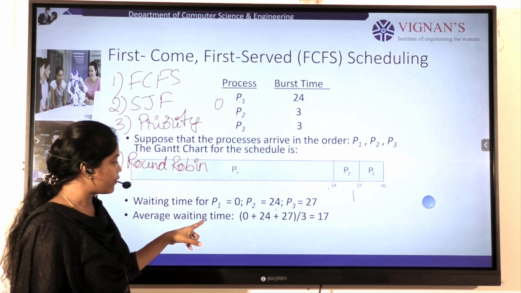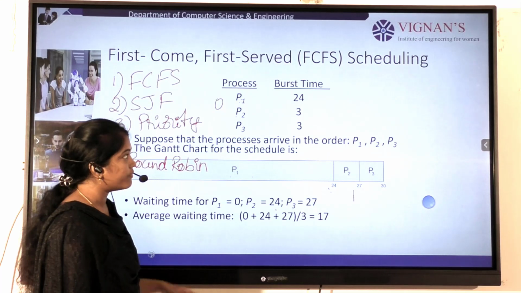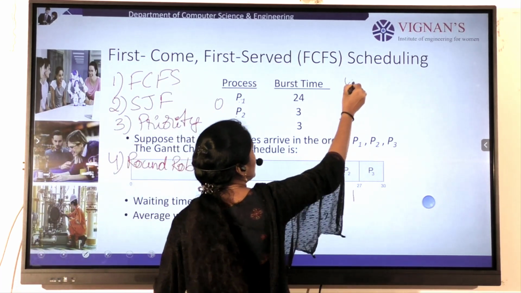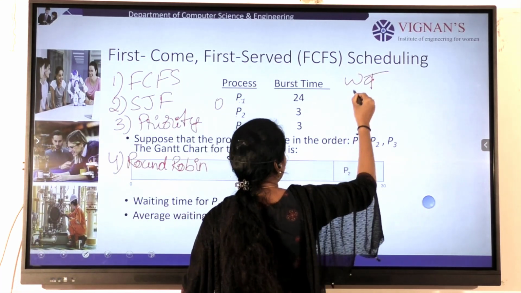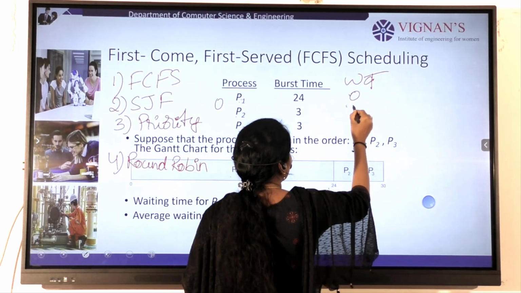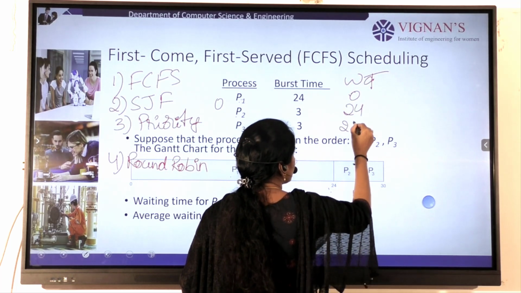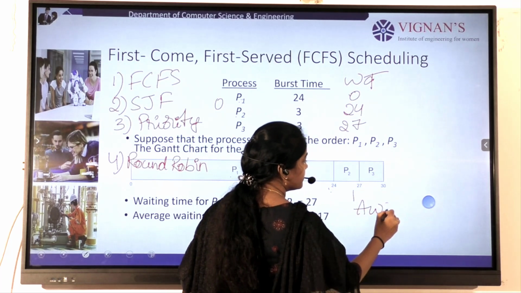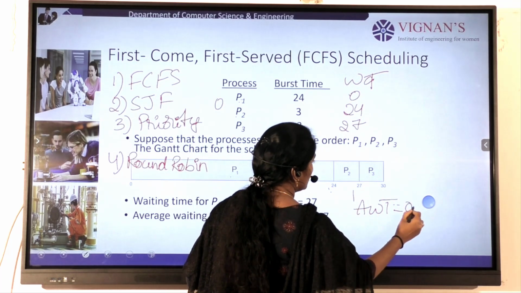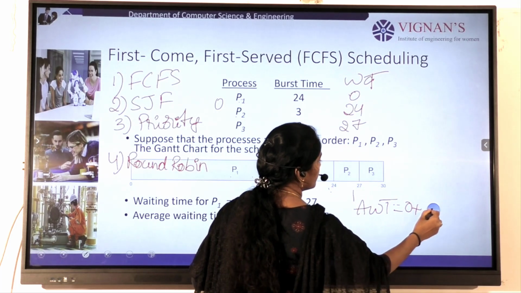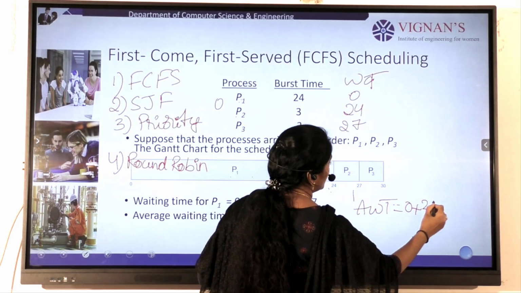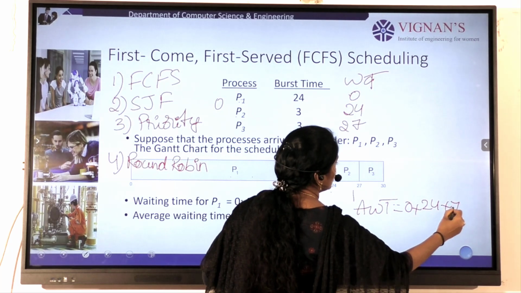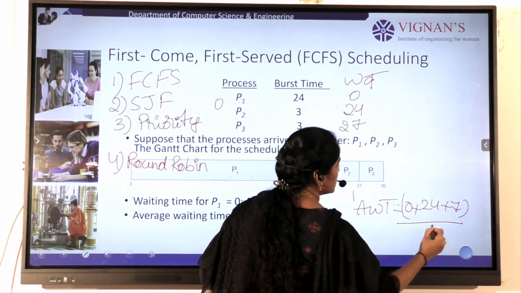So finally we have to calculate the average waiting time for each and every process. So the waiting times are 0, 24 and 27. So the average waiting time is 0 plus 24 plus 27 whole by 3.